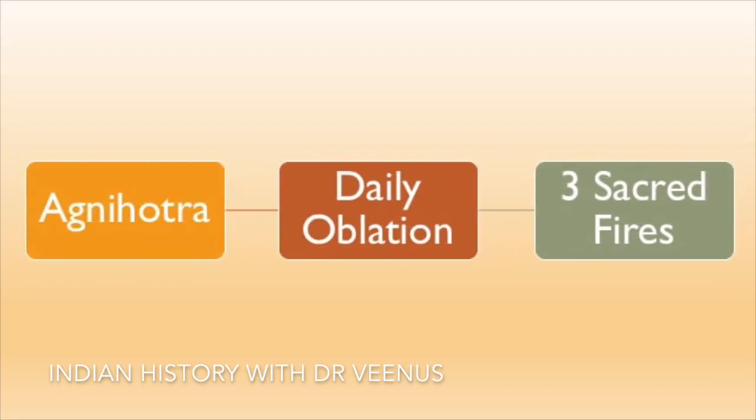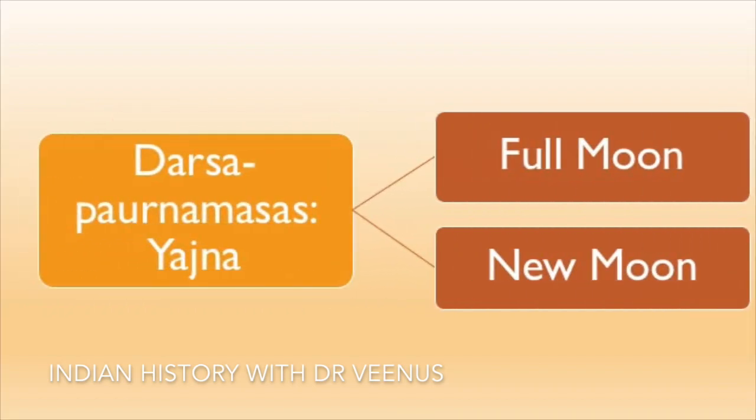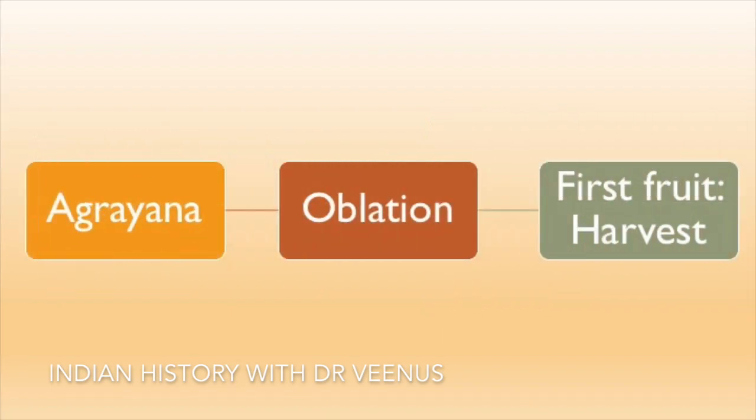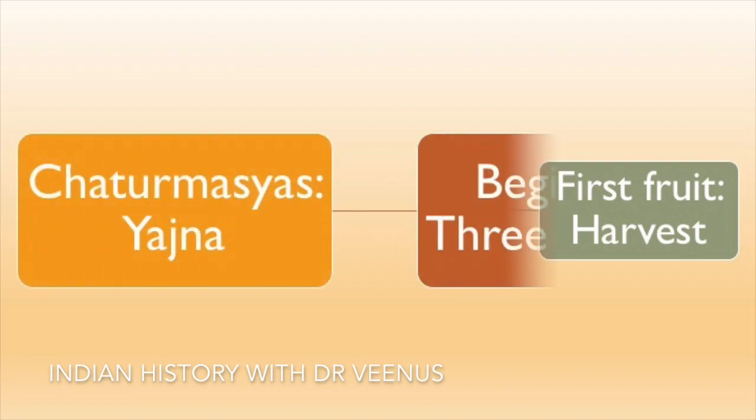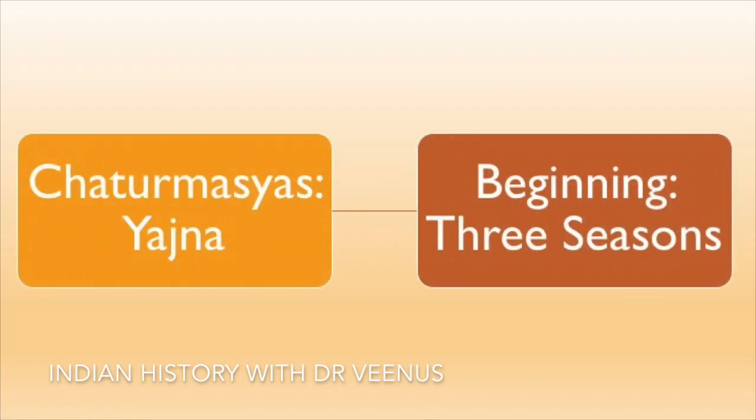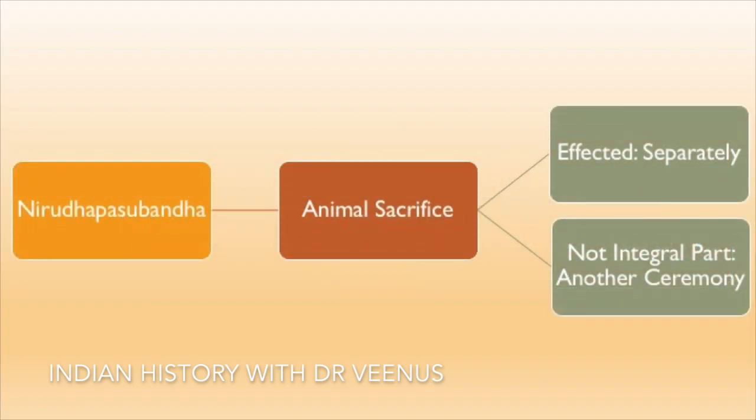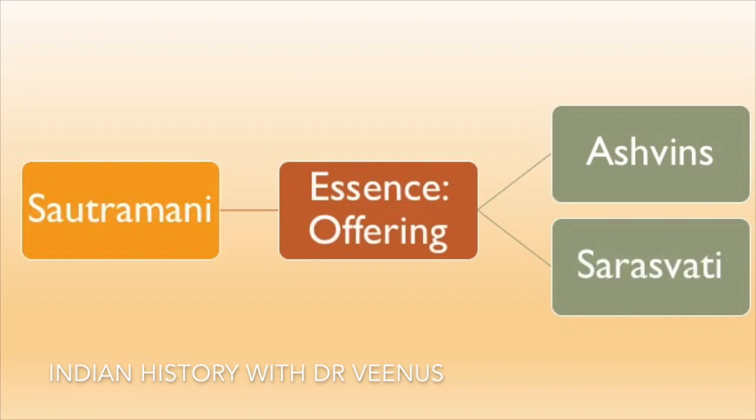These fireplaces served the purposes of temples where God was worshipped. The Agnihotra is the daily oblation in the 3 sacred fires. The Darsh Purnimasas is the yajna on the full moon and new moon. The Agrayan is the oblation of the first fruit of the harvest. The Chaturmasas are the yajnas at the beginning of each of the 3 seasons. The Niruddha Pashubandh is the animal sacrifice effected separately, not as an integral part of another ceremony. The Sautramani, the essence of this is the offering to Ashwins and Saraswati.